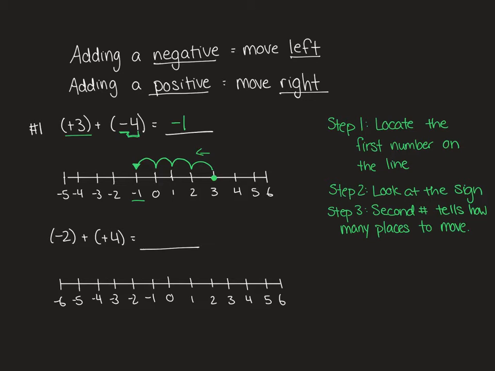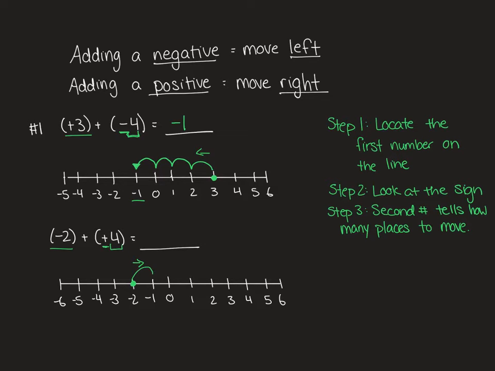So for our next example, we'll start by looking at our first number and locating it on the number line. My first number is -2, so I will put a dot at -2. My second step is to look at the sign for the second number. So I'm adding a positive, which means I'm going to move to the right. The second number tells me how many places I move. So I'm adding 4, which means 4 to the right.